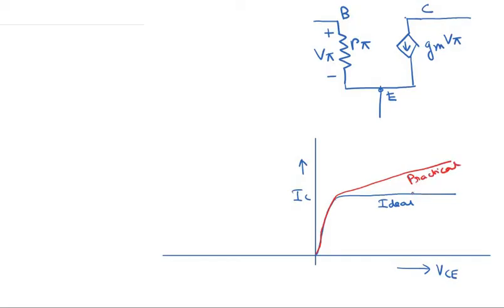Okay, and how this is modeled is we extrapolate this straight line. Assuming that this part of the graph is a straight line, we extrapolate it and make it intersect this horizontal axis. Let us assume that it intersects the horizontal axis at minus VA, and this VA is known as the early voltage, and the collector current is actually now given by this equation of the straight line.